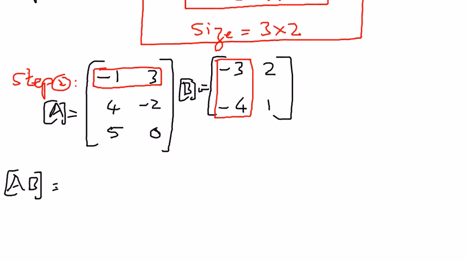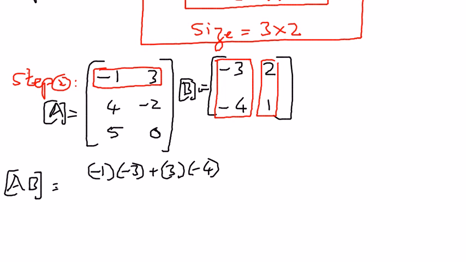this. So -1 times -3, and then plus 3 times -4. That is the first location of the product matrix. And then we take the first row and multiply it by the second column, like that. And then we exhaust it, then we come to the second row, then the third row, and write them out in that order.